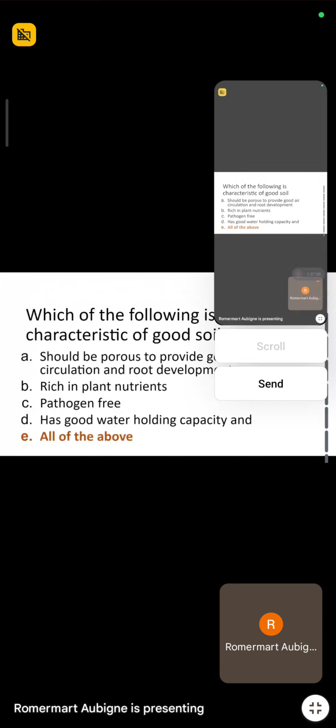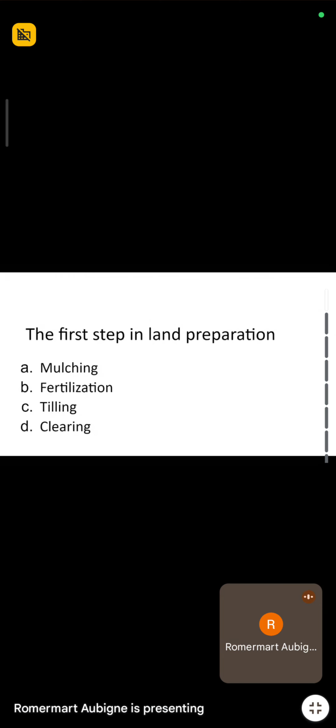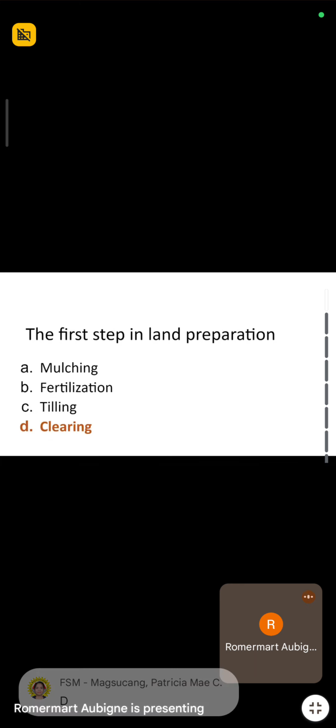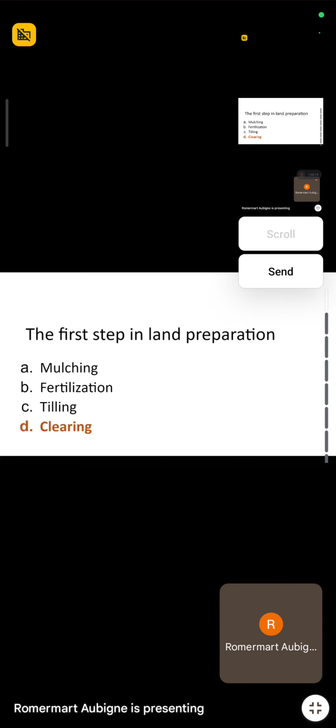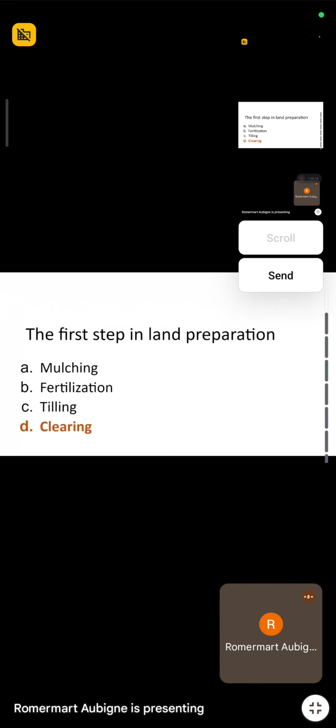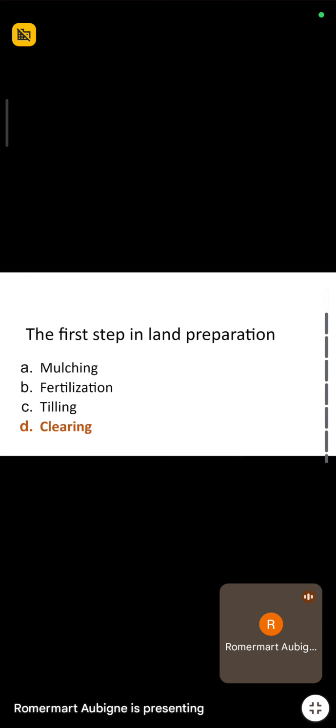Next, first step in land preparation, tawag natin? A. Mulching, B. Fertilization, C. Tilling, or D. Clearing. Ito po yung first step. First step is, syempre, kailangan po nating mag-clear ng ating area. Clearing po yung ating first step.